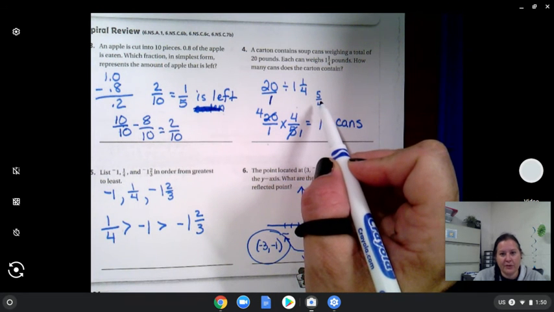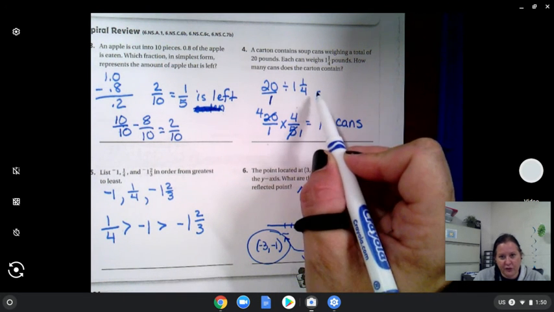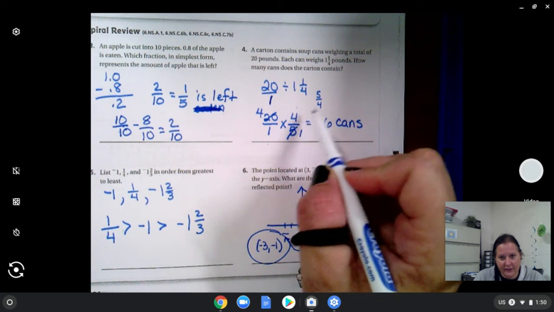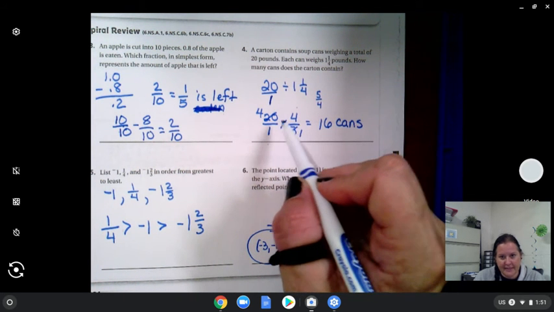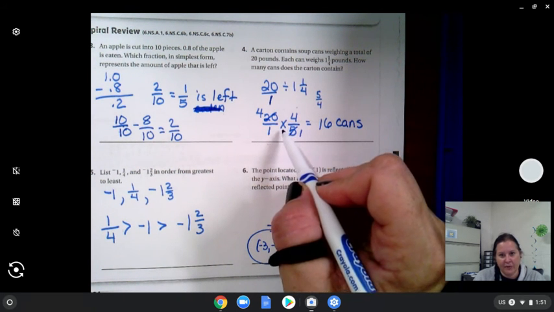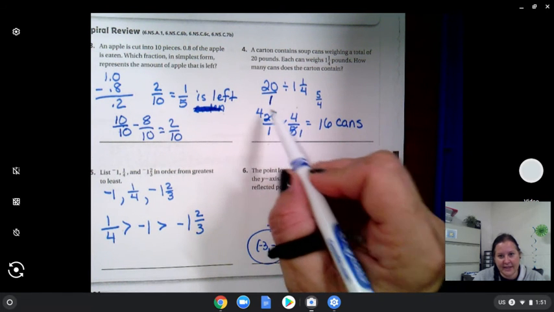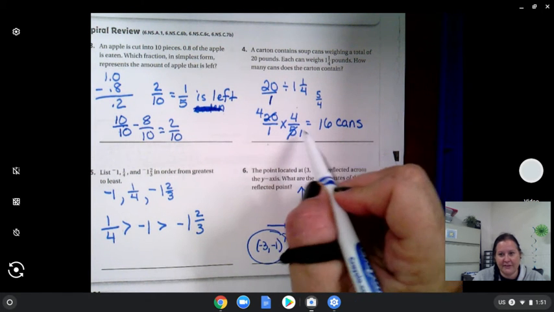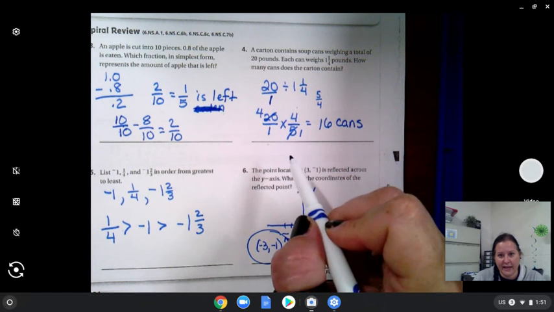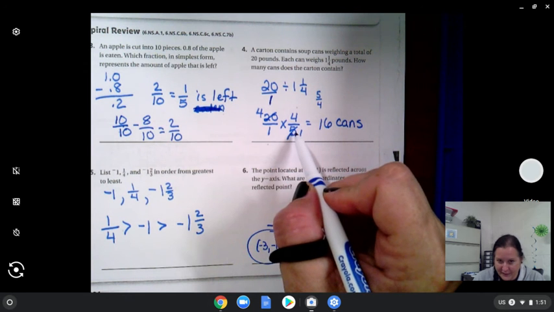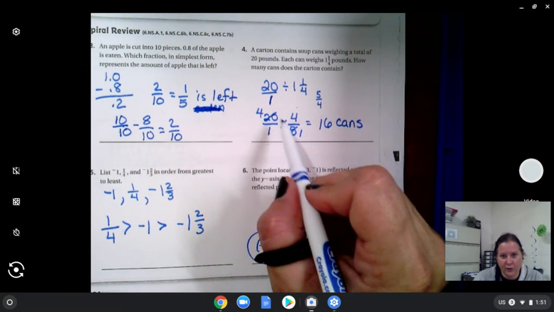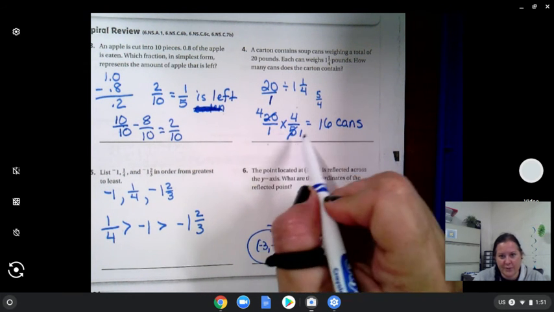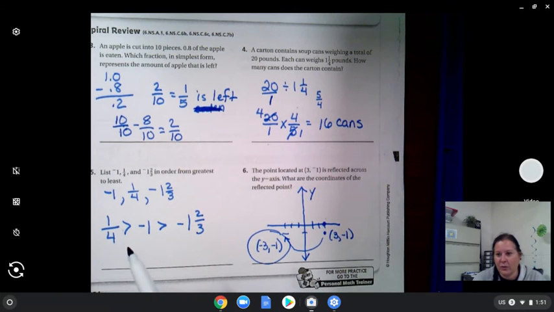But remember, when you divide fractions, you flip the second. So I flipped it over, 4 went on top, 5 went on the bottom. Flip the second and multiply. Before I multiply, I always check to see if I can simplify. 5 goes into 5 once, and 5 goes into 20 four times, and we get 4 times 4 is 16, 1 times 1 is 1. 16 over 1 is the same as 16 cans.